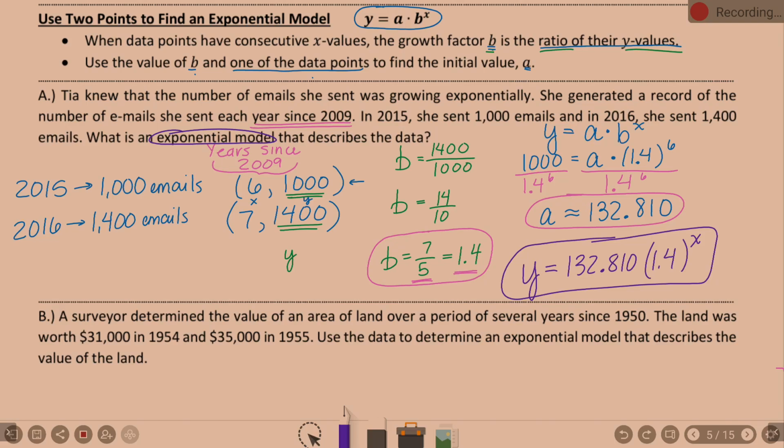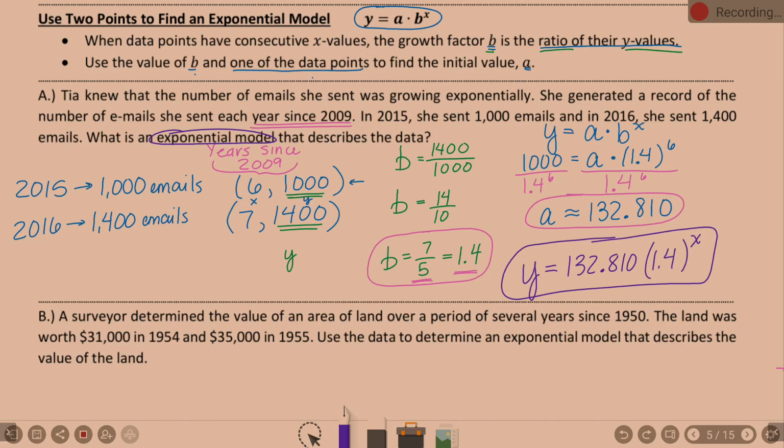Questions here. Do we somewhat follow that? Did our calculators cooperate? Are we ready to try the next example? Okay. Word problems, they're not always going to give us the ordered pair. We're going to have to set them up sometimes. But you'll also see problems where they just give you the ordered pair, which is nice too.